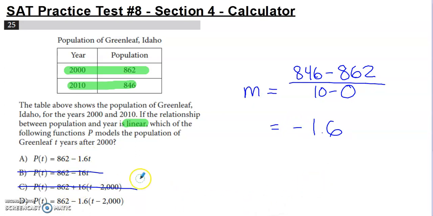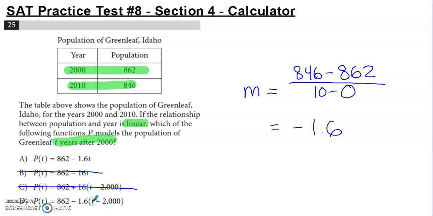Now in 2 of the options, and you see I've already crossed these out, we get negative 16. The slope that we end up with is negative 1.6. So we should be looking at a slope of negative 1.6. Now, which of these options, A or D, is going to be the one that we have to decide with? So it says that T is measured in years after 2000. Check out what happens if I put 0.